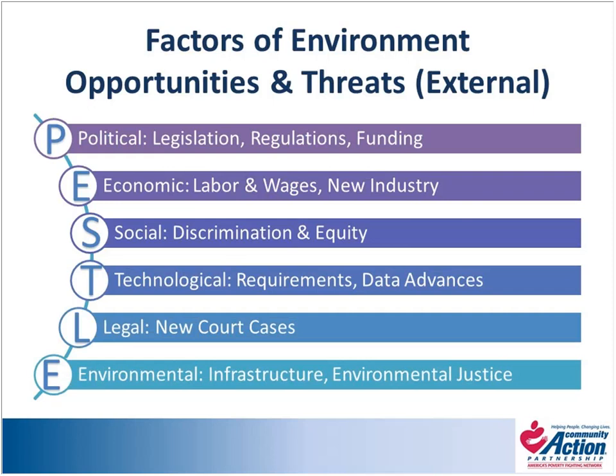So the first one you want to look at is political environment, which, as we know, can be a major factor in what you're trying to accomplish as an agency. But in your political environment, you're looking at the legislation, the regulations, as well as the funding that's available, or current funding cuts, things like that might affect your operations with your agency. Then for the E, you're looking at economics. So what is that industry that you're in right now? What are labor and wages? What can you offer staff? That sort of thing. Then looking at social, so looking at discrimination and equity.